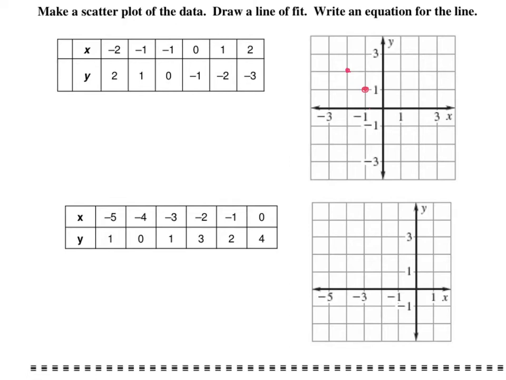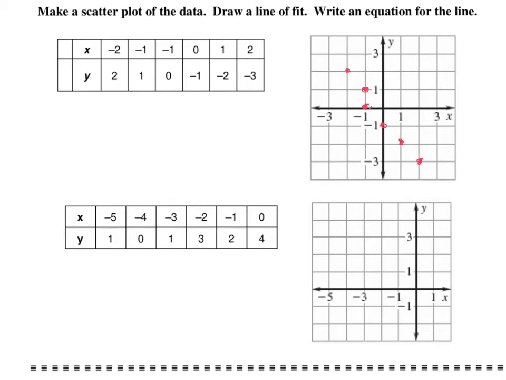-1, 0, it's right here. 0, -1, it's there. 1, -2, here. And 2, -3 is there. Okay, there's the data on the graph. Now it looks like we have a negative correlation here. The points seem to be going in a downward motion. If I drew the line of best fit, I would say it's somewhere around here.